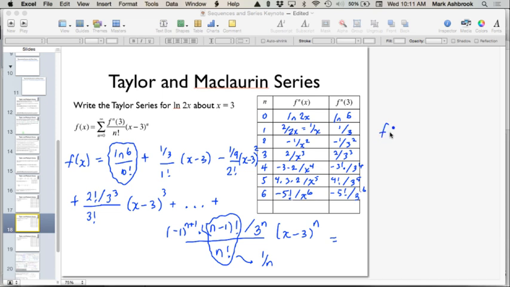So we're going to have f of x equals natural log of 6 plus the summation starting from 1. We alternate this way. Our denominator is n, and there's also 3 to the n in the denominator, so we have n times 3 to the n in the denominator, and then x minus 3 to the n. So there it is. There is the Taylor series for ln of 2x centered at 3.